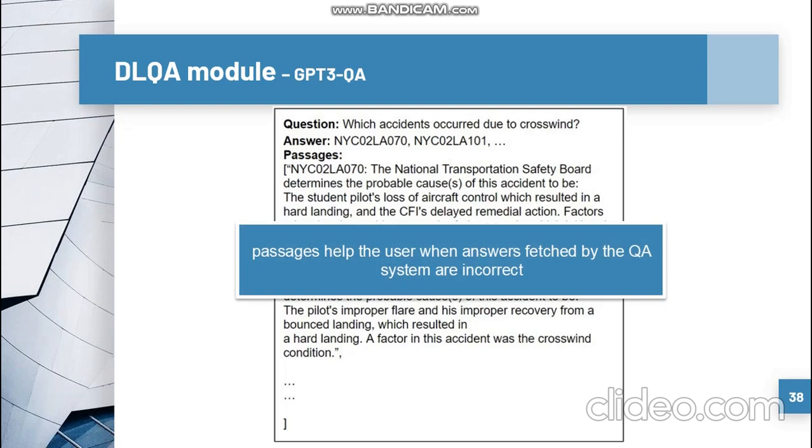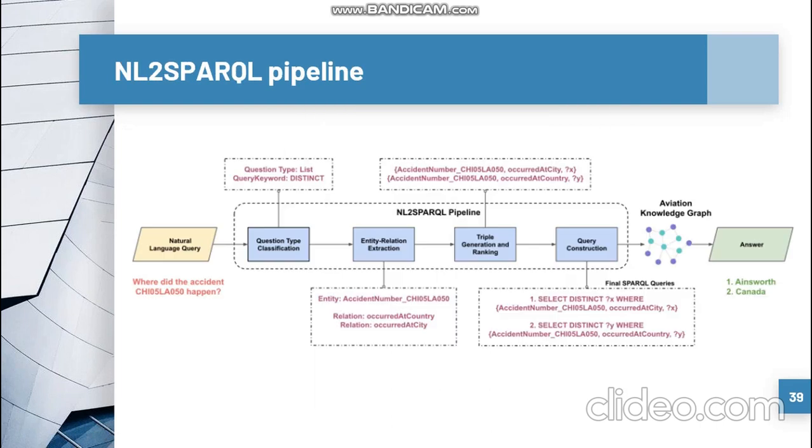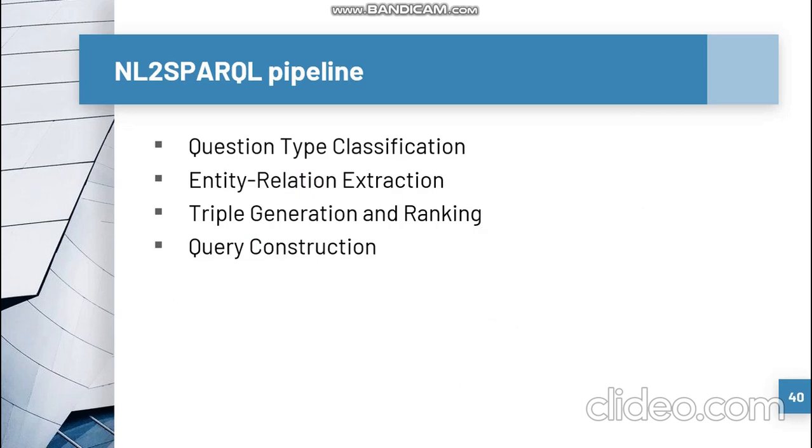These passages help the user when answers fetched by the question answering system are incorrect. NL2SPARQL pipeline: the question is asked in natural language, and then the question type is classified. Then entity relation extraction is done on the dataset. Then triplets are generated and ranked accordingly. Then the query is constructed and we get the final answer from the aviation knowledge graph.